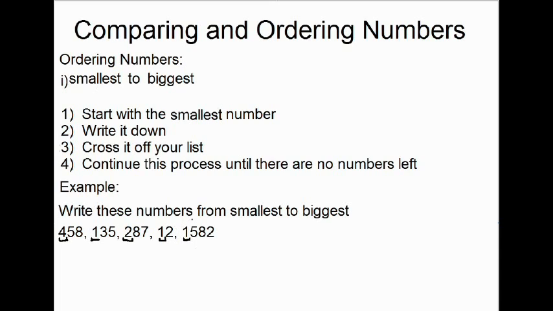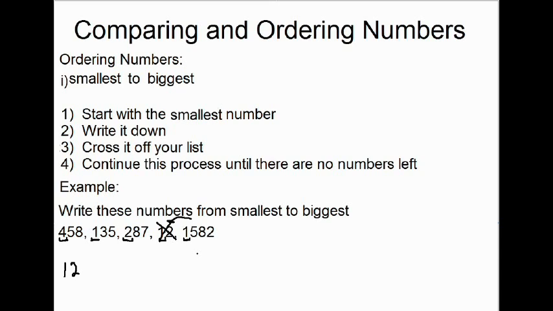So the smallest place value that we have, represented here, furthest to the left, is with 12. It only has a digit in the tens place. Nothing to the left of that. So that has to be our smallest number. So we'll start with 12. And we'll cross it off our list.